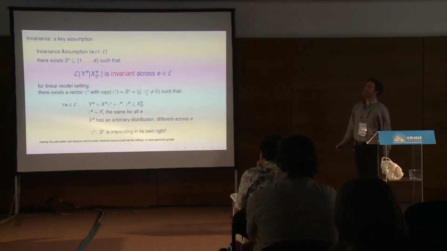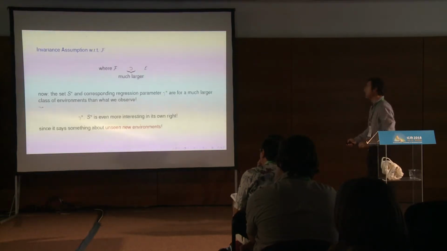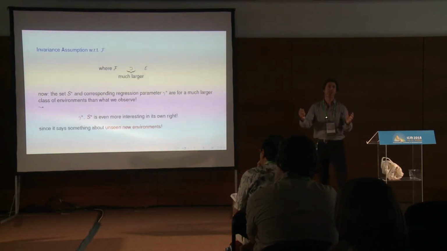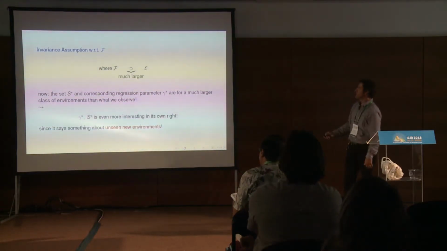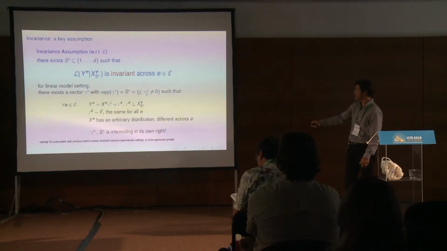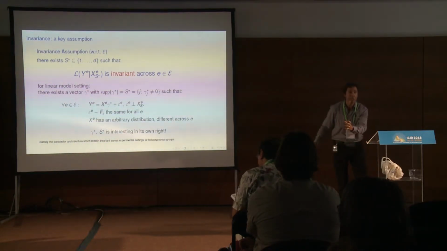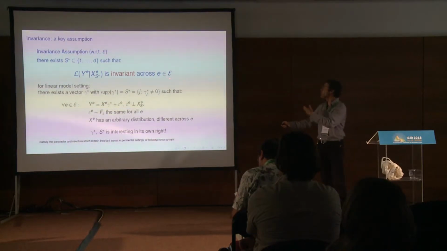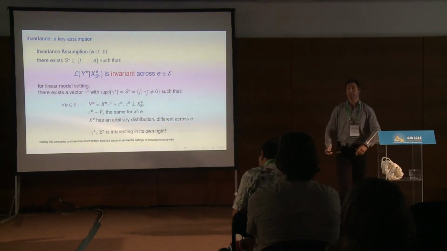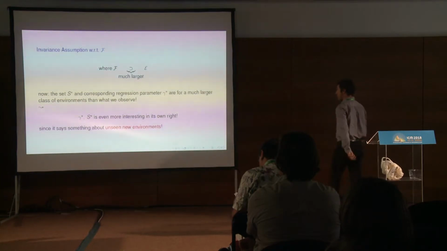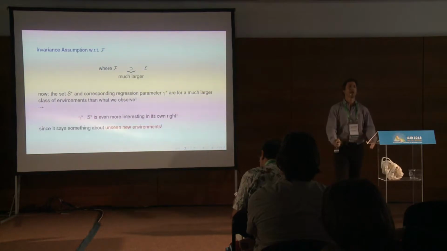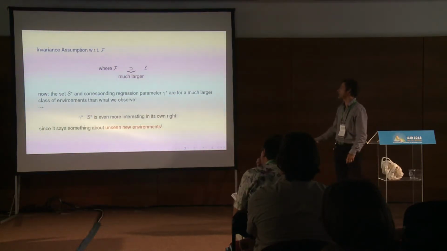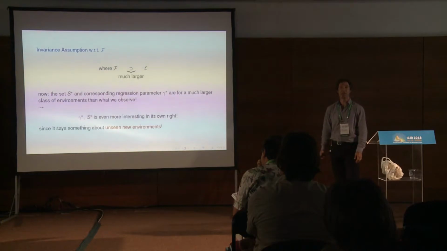Okay, now we require the invariance assumption not only with respect to this observed set of environments, but we're looking at this script F, this much larger space of potential future perturbations. Okay, the invariance assumption reads the same, and now there exists a set S star such that the conditional distribution remains invariant across all perturbations in this much larger space script F. That's a stronger assumption. And say in a linear model setting, the set S star and the corresponding regression parameter gamma star are even more interesting because they say something about new unseen environments.